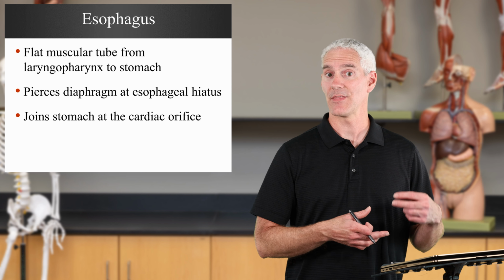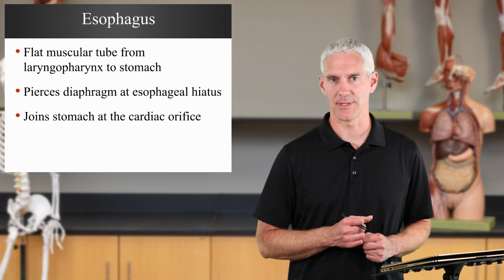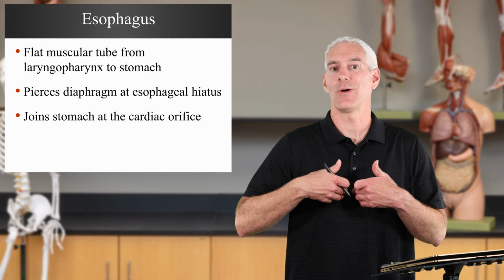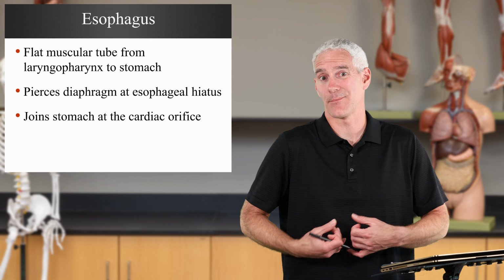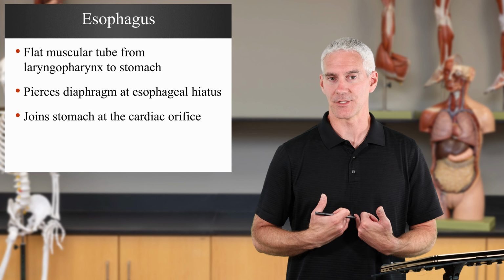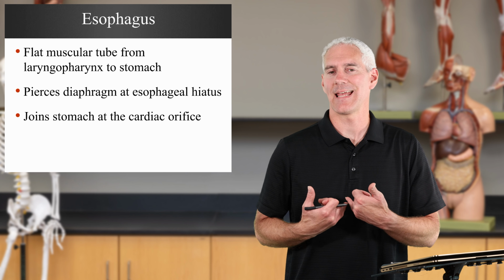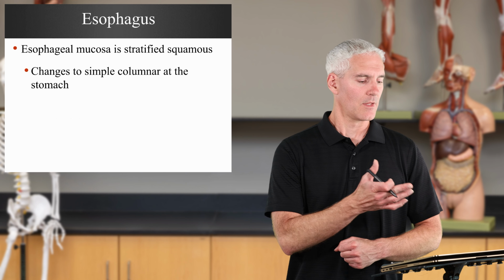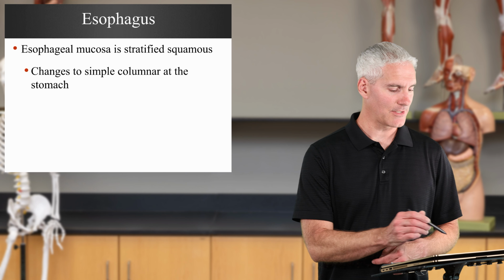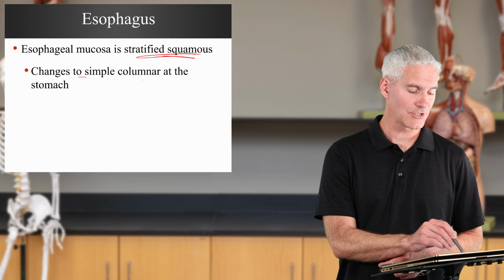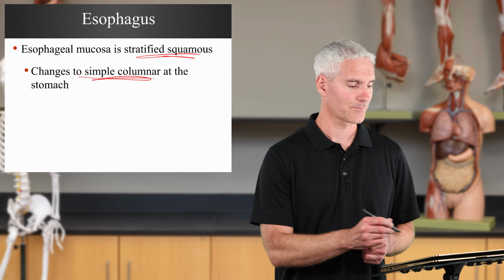And at this point, there is going to be a sphincter we'll get to in a little bit. So that sphincter helps control the backflow out of the stomach, because you don't want things going from the stomach back up. While there is stratified squamous coming down this tube, it's not meant to handle the acidity that's found in the stomach. So the esophagus itself, as mentioned, is stratified squamous, but interestingly, it changes to simple columnar.